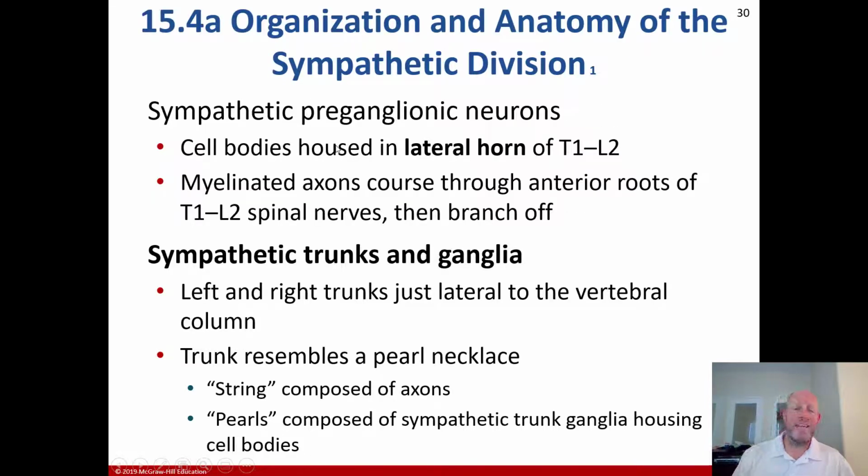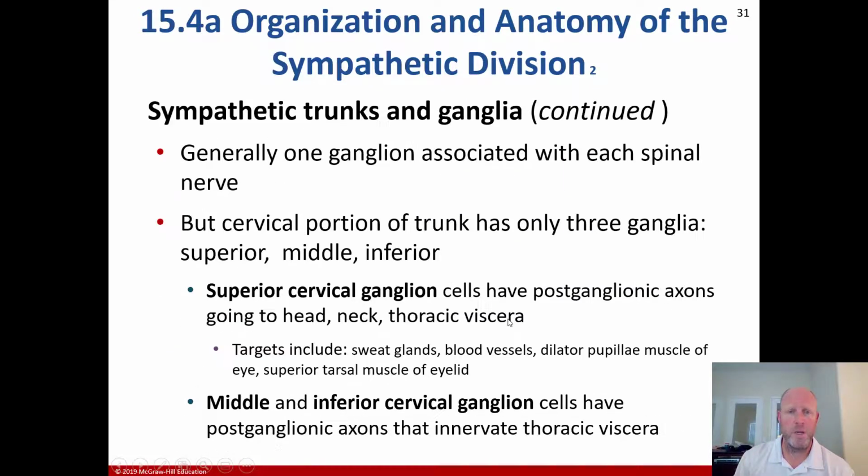For the sympathetic preganglionic neurons, cell bodies are housed in the lateral horns of T1 to L2. The myelinated axons course through the anterior roots of T1 to L2 spinal nerves, and they branch off. Those sympathetic trunks and the ganglia are on the left and right, just lateral to the vertebral column. You should know those things generally for the exam. The trunk resembles a pearl necklace. It's a string composed of axons, and the pearls are composed of the sympathetic trunk ganglia, housing cell bodies. Pretty much all that information in that slide you should know for the exam.